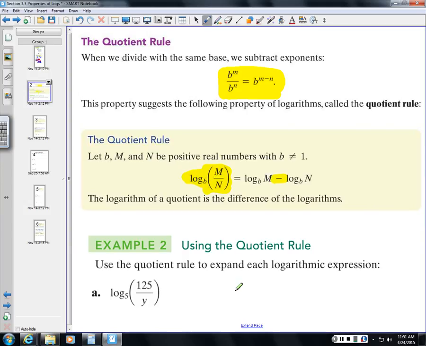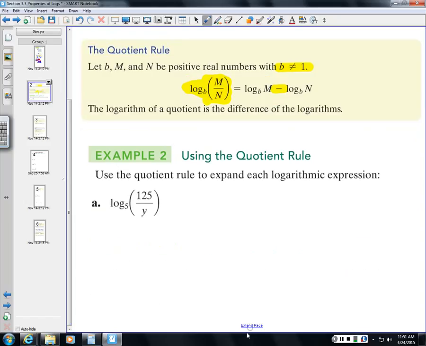So very similar, and you can see why we relate these together, because when you divide, you subtract the exponents. With logs, when you divide, you subtract the logs. Okay? And again, all the other stuff up here: let b, m, and n be positive real numbers. We know that b can't be equal to 1, because our base can't be equal to 1. We defined that back when we first defined exponentials in general.